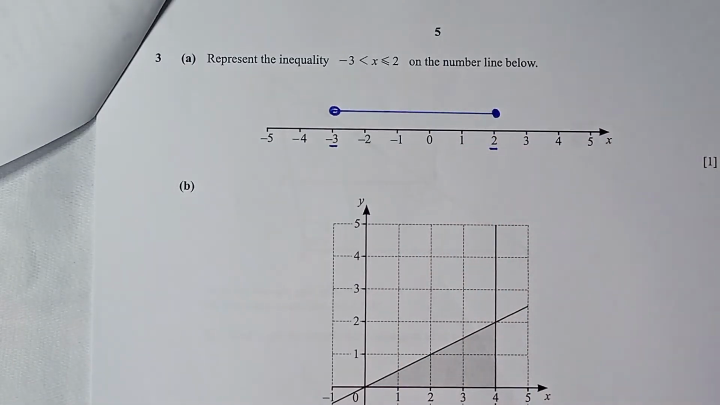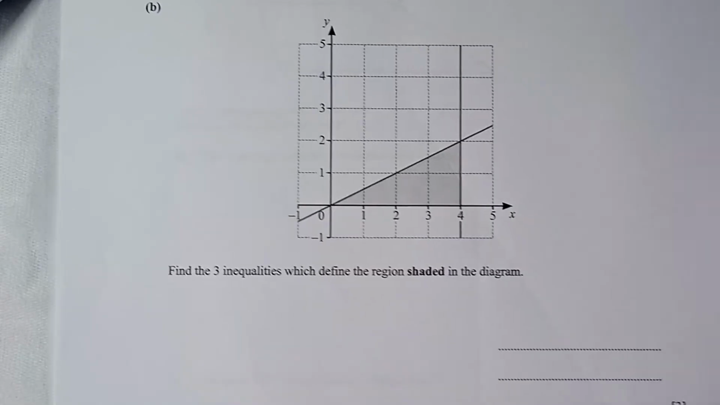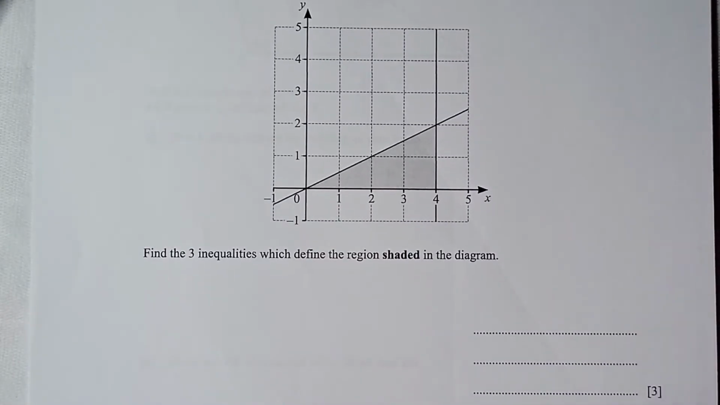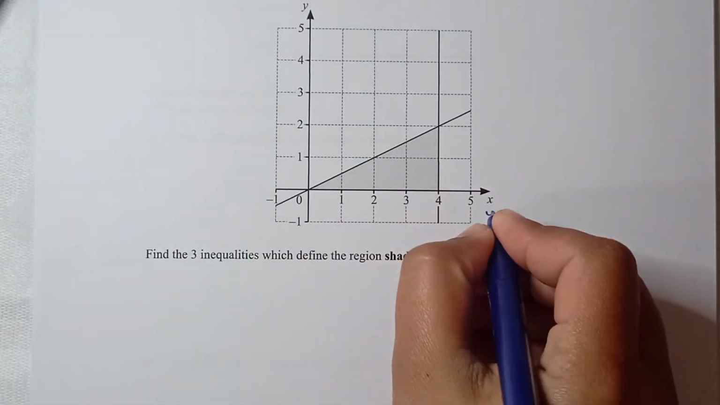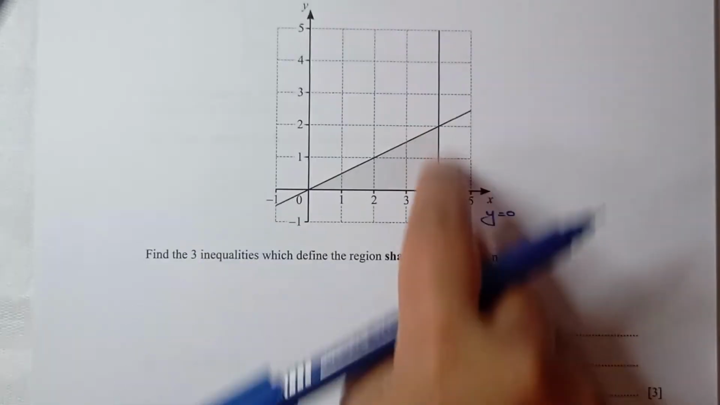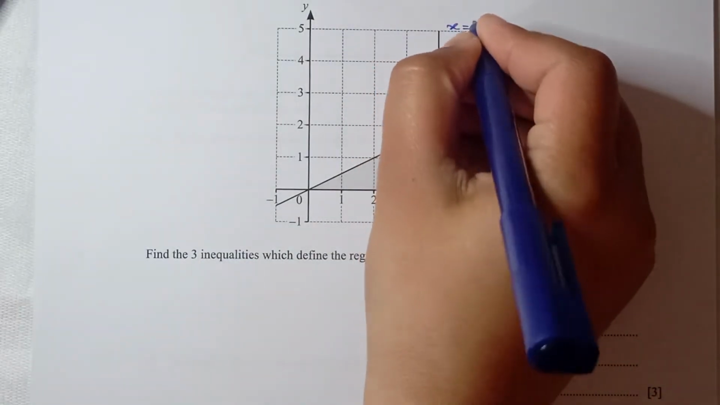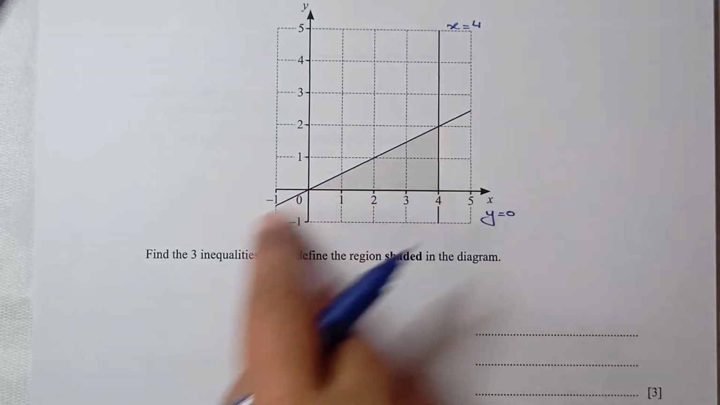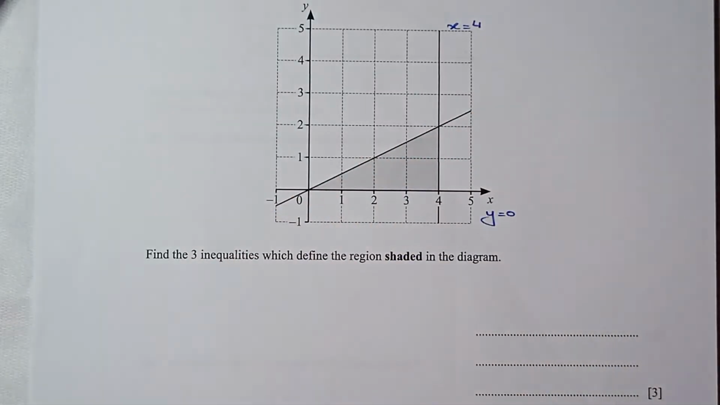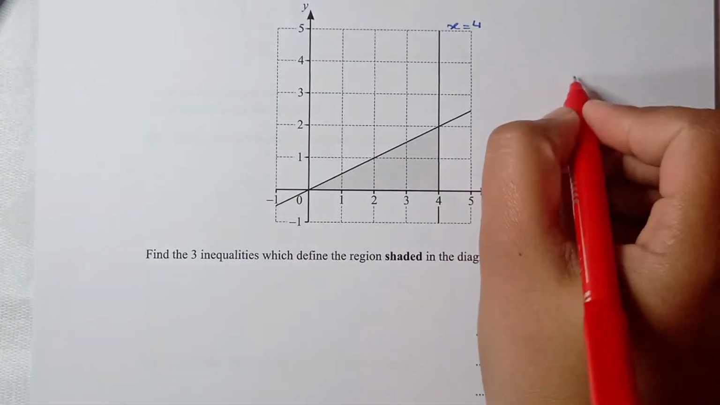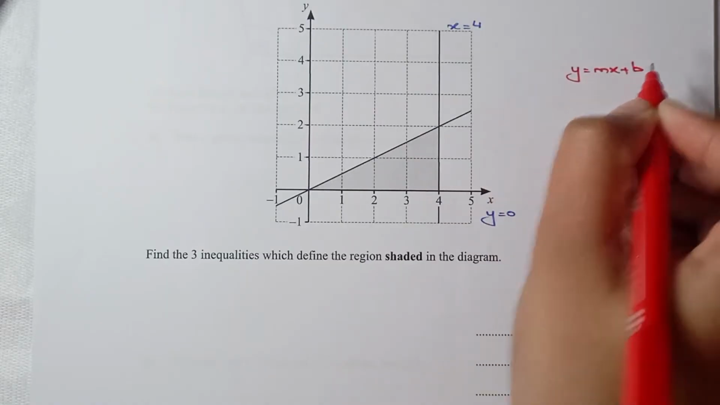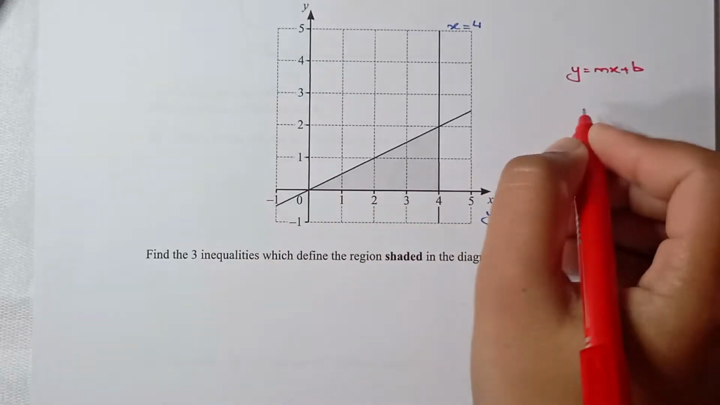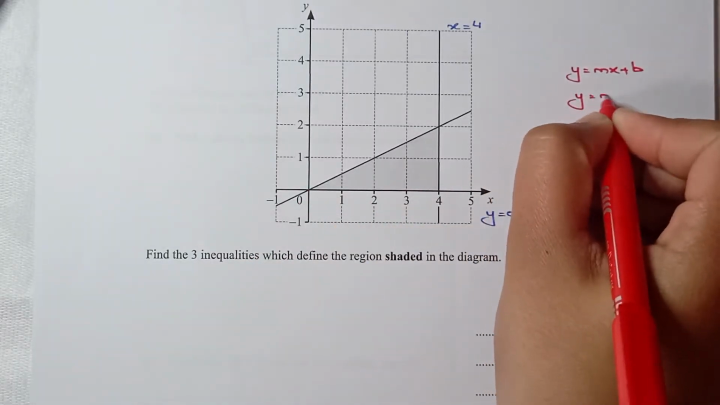Right. Now for the B part, find the 3 inequalities which define the region shaded in the diagram. Okay, so this line is y equals 0. This straight line is x equals 4. And now we need to find what is this line. So we can find this line by using y equals mx plus b. So b is the y-intercept. As we can see, the y-intercept is 0. So we have just y equals mx.